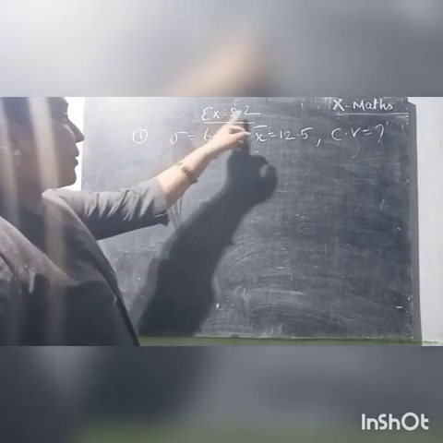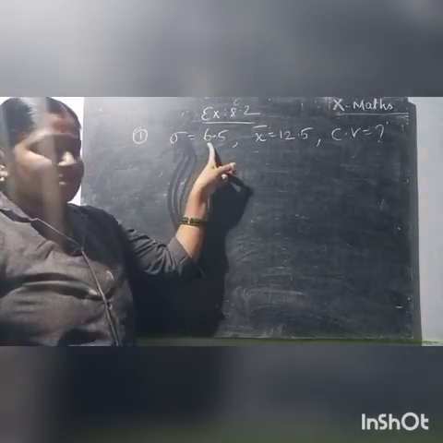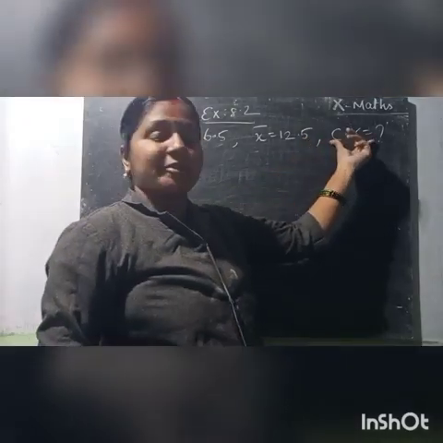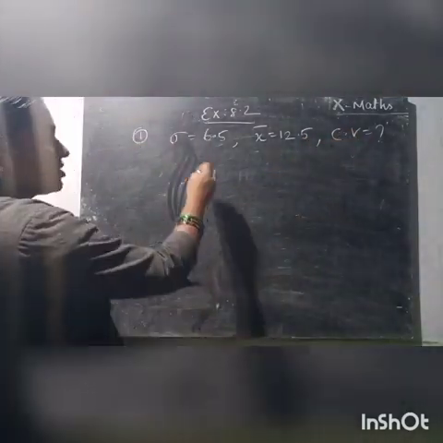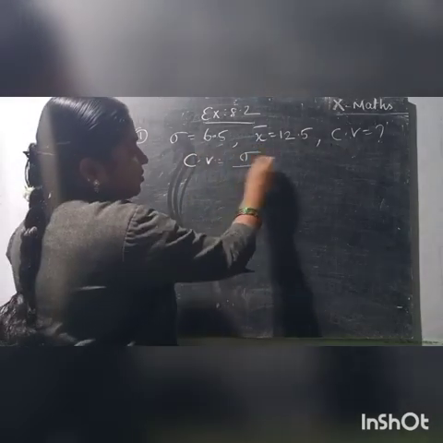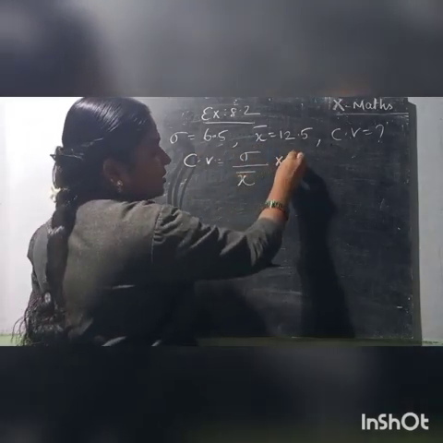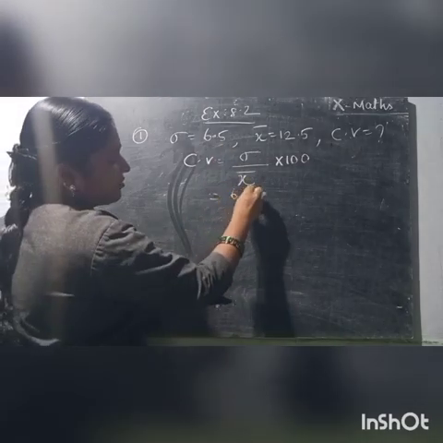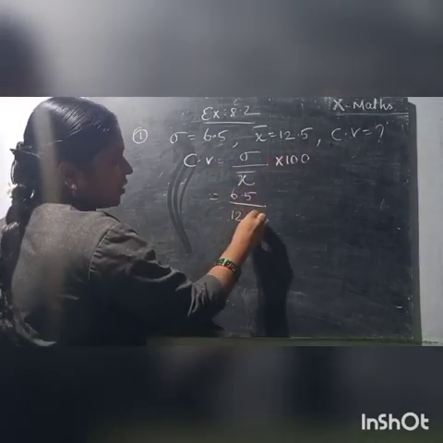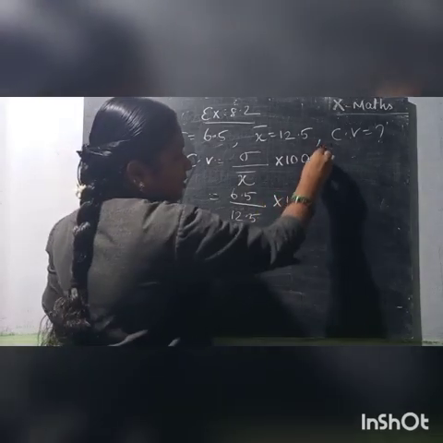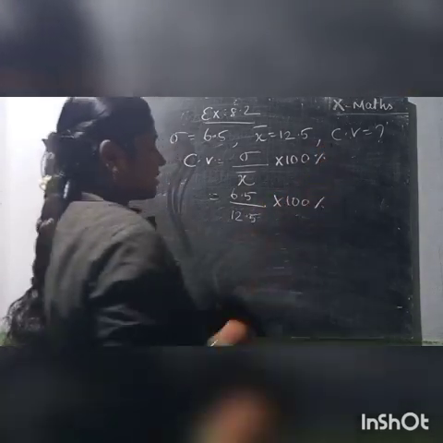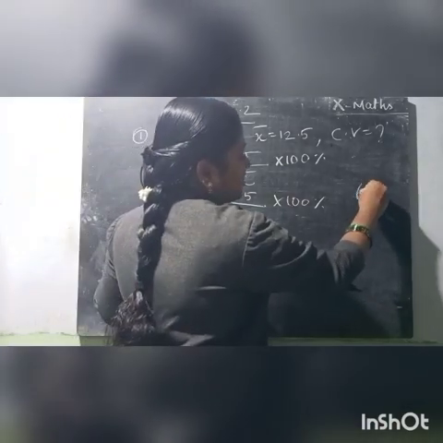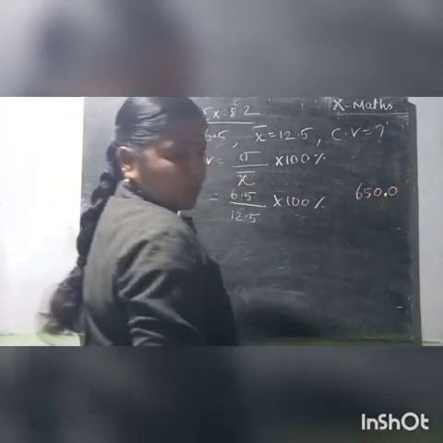See the exercise 8.2 first sum. Standard deviation is 6.5 and mean value is 12.5. Now we want to find out the coefficient of variation. We know the formula: CV equals standard deviation by x bar into 100. So standard deviation value is 6.5 and the mean value is 12.5, into 100%. So 6.5 into 100, you will get 650. So you have to keep one decimal place.